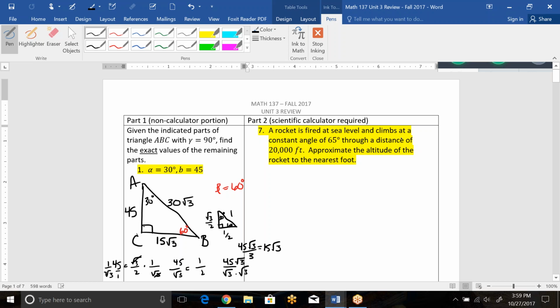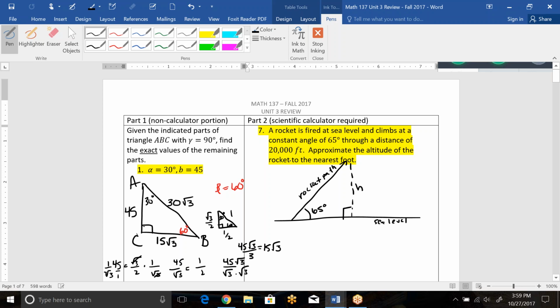Okay, we're going to look at 7. So it says a rocket is fired at sea level and climbs at a constant angle of 65 degrees through a distance of 20,000 feet. So here's sea level. We have a rocket that's being fired. That's the rocket's path. It's a 65-degree angle. And we want to approximate the altitude or height of that rocket.